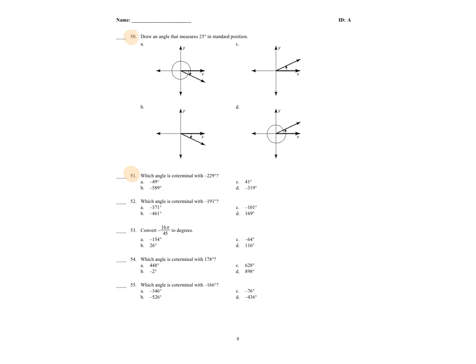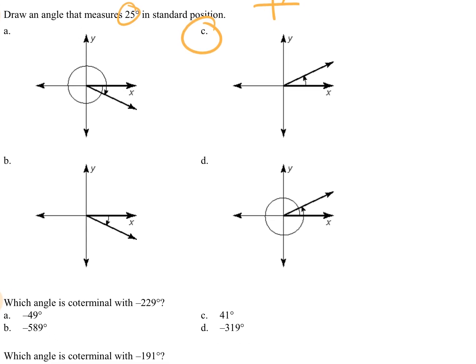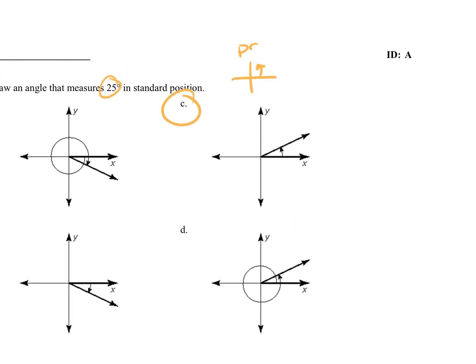All right, 50, we're just drawing the angle in standard position. So if it's positive, remember you go up from 0. So positive 25 degrees would be C. If it's negative, so positive goes up, and then negative goes down.